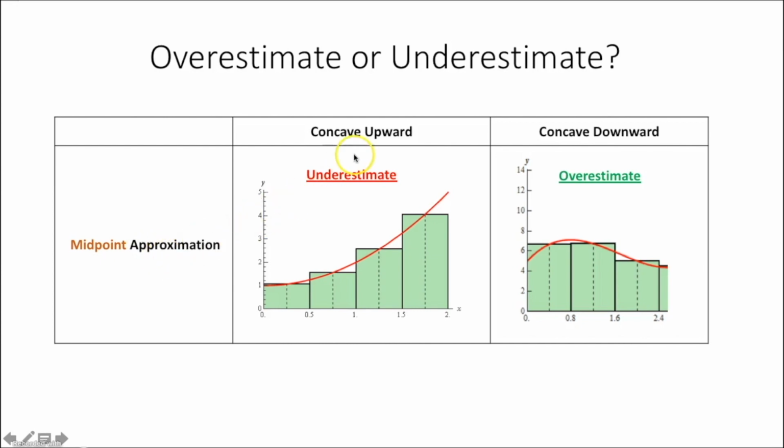It's actually based on concavity. So if a function is concave upward, a midpoint approximation is going to give you an underestimate. Concave downward will then give you an overestimate if you use a midpoint approximation.